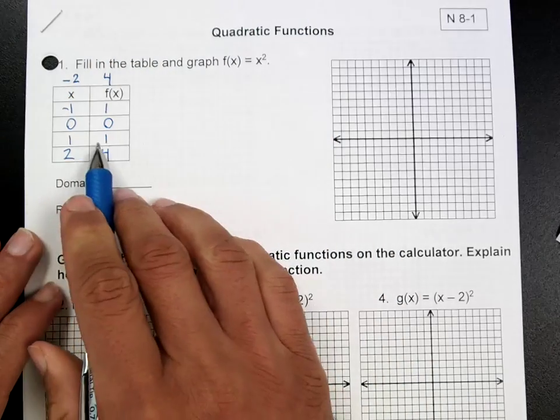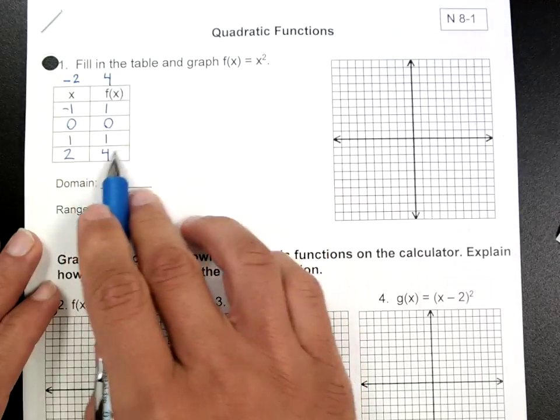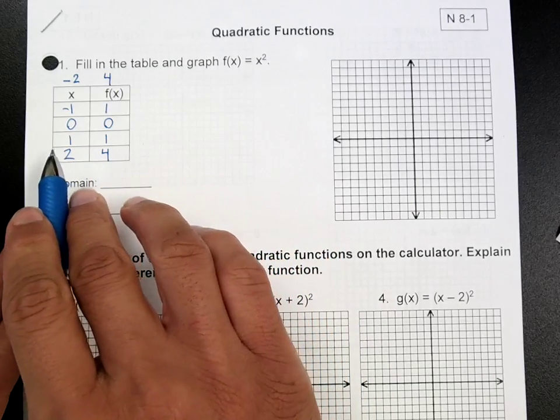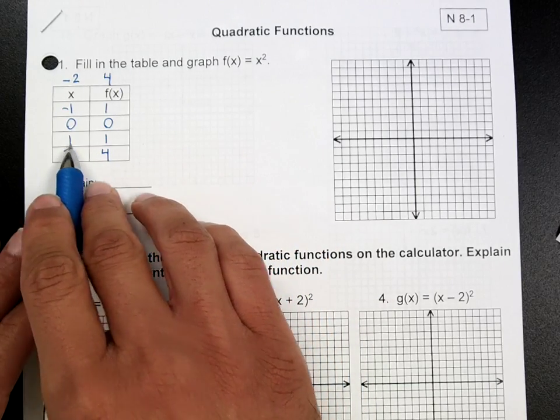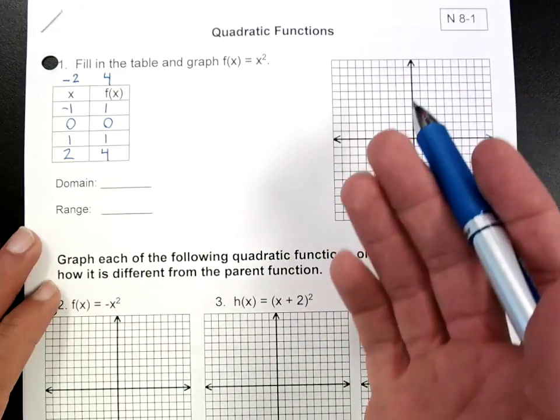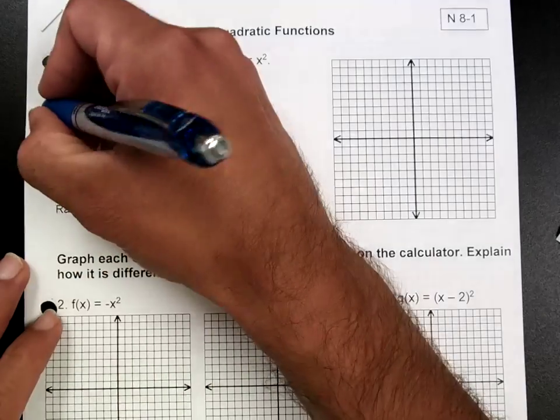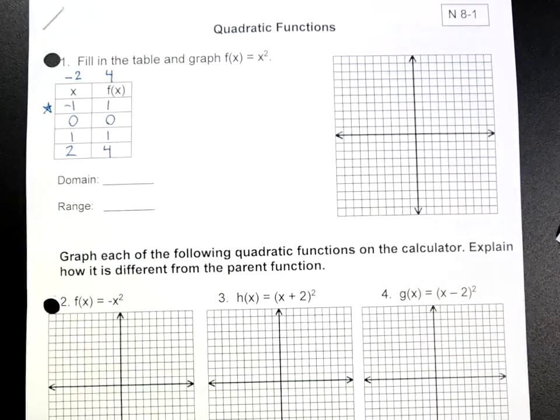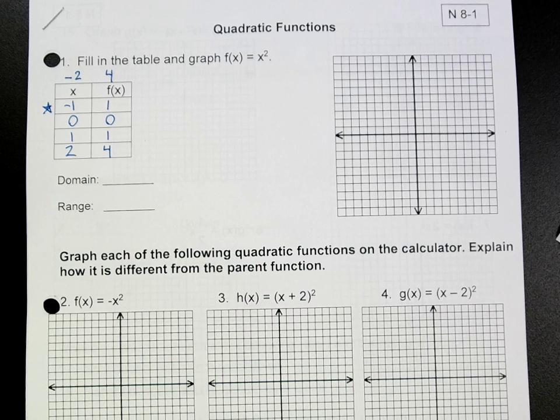Don't forget that these y coordinates are coming from me squaring: 1 squares to 1, 2 squares to 4, 0 squares to 0, negative 1 squares to 1, right? That's where those points are coming from. You must remember those points, because from now on we're going to graph this without a calculator. All right, so that's the big deal in the next test. We're going to graph this without a calculator.